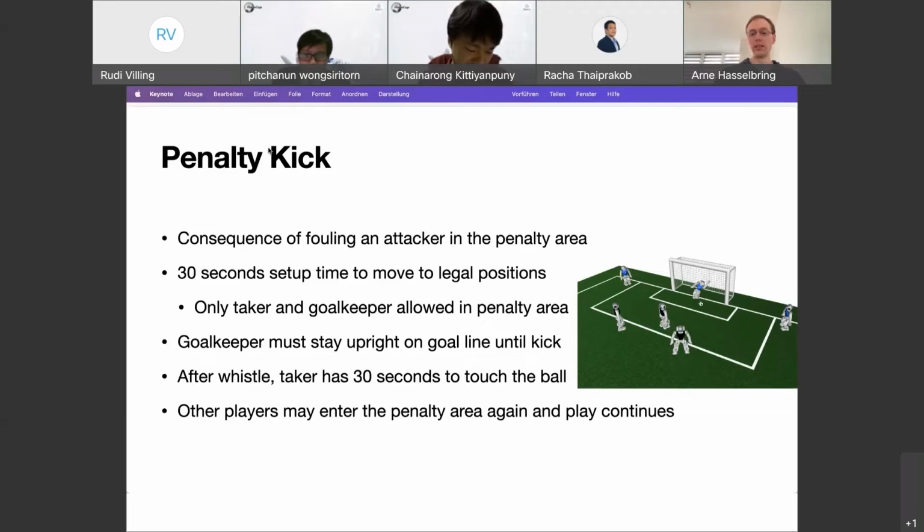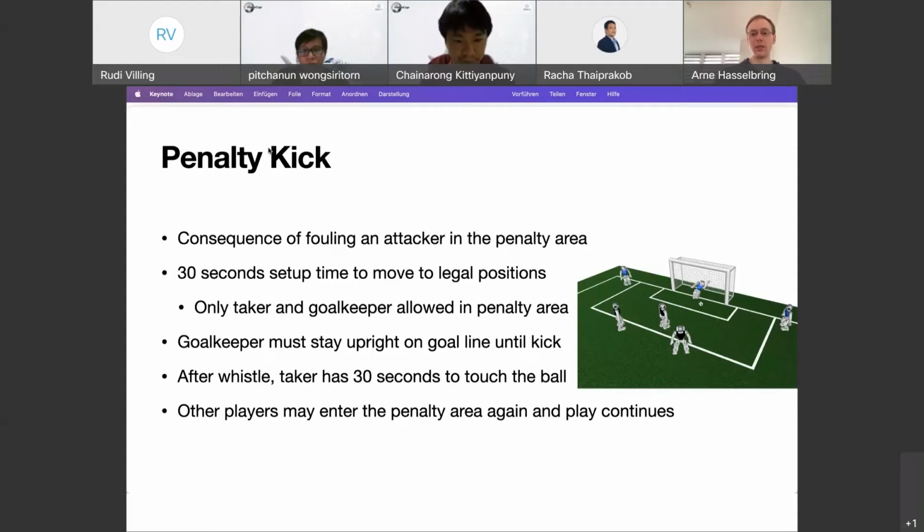And once it has touched the ball, the other players may also enter the penalty area and the play continues as normal. Or if a goal is scored, then of course the goal counts, if it does not violate other rules.